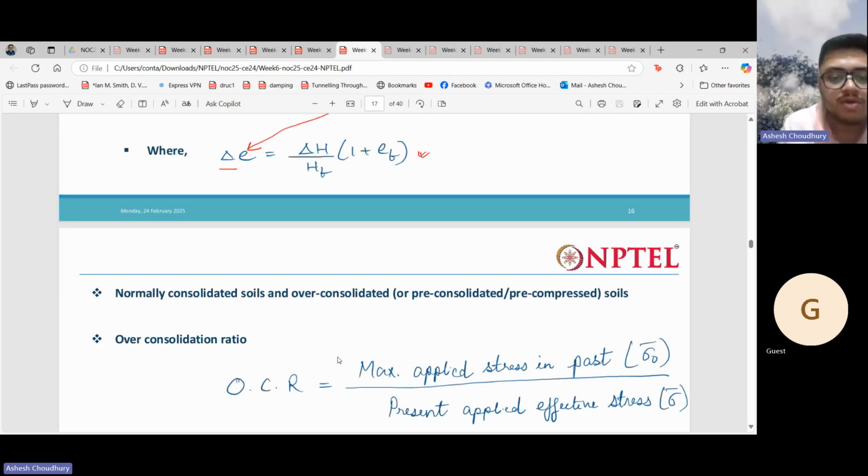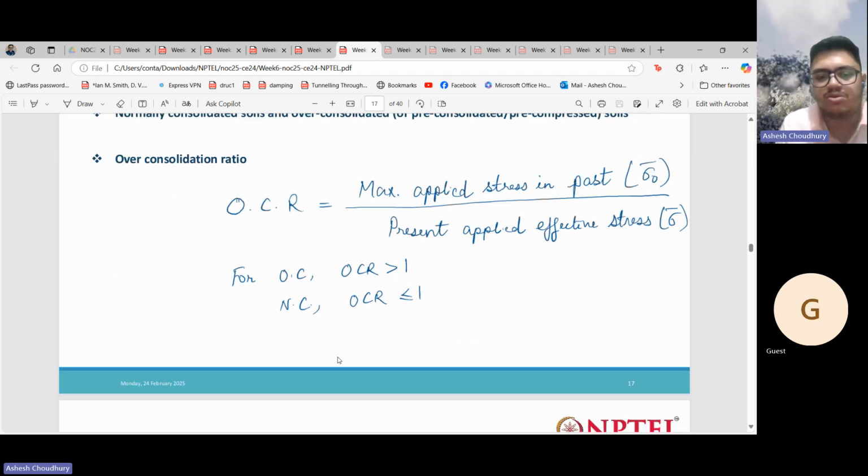So, normally consolidated soil, over consolidated soil. By now you already know what is normally consolidated soil and over consolidated soil. Over consolidated means that the soil encountered a higher stress in the past, but now that higher stress is released and the soil is under a lower stress. So you have an over consolidation ratio greater than 1. So, max applied stress in the past over present applied effective stress. In the past history the soil was under higher stress, but now it is under lower stress. So you have your OCR greater than 1, and this type of soil is the over consolidated soil.